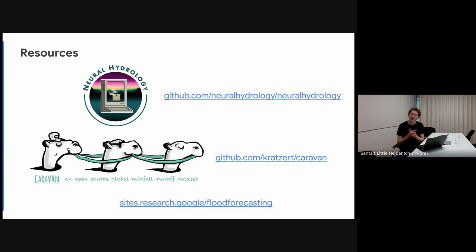If you are interested in this, you will find instructions of how to get access to this API on this website. We also have a data set of historical reanalysis and reforecasts from the model that we use in production.